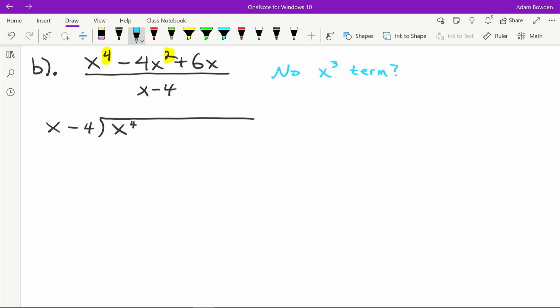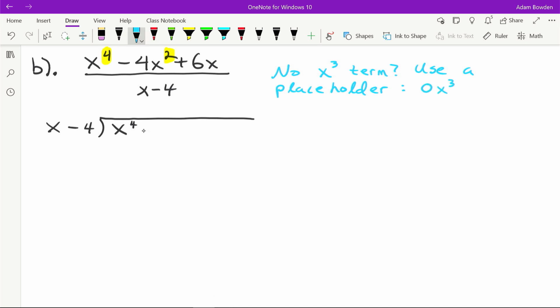For long division, we need some form of at least a placeholder for all the powers of x descending from the largest one to the very end of the polynomial. So between 4 and 2, we need the power of 3 in there. To set this up then, we're going to use a placeholder for that missing term. The placeholder would be written as 0x to the third.